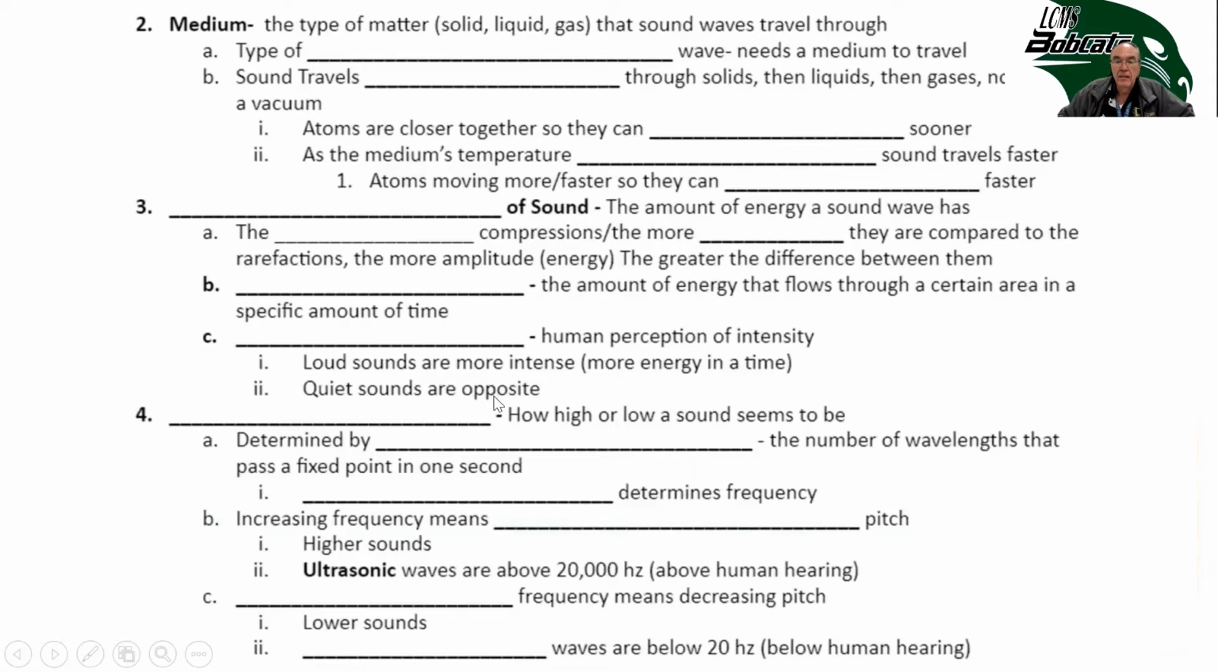Okay, so we know that sound waves are mechanical waves, which means that they need a medium and they need matter to travel through. The matter can be solid, liquid, or gas. Okay? And this type of wave is a mechanical wave and it needs a medium. Sound travels faster through solids than liquids and then gases, okay? And then it travels not at all in a vacuum. So as the medium becomes less dense, the sound travels slower. And eventually, in a vacuum, it doesn't travel at all.